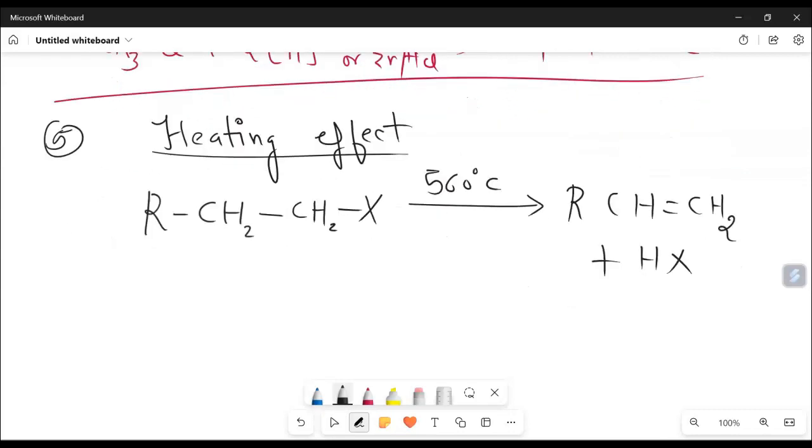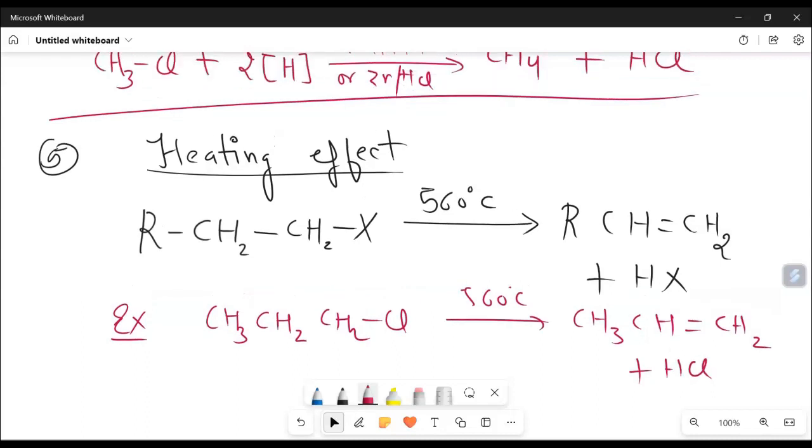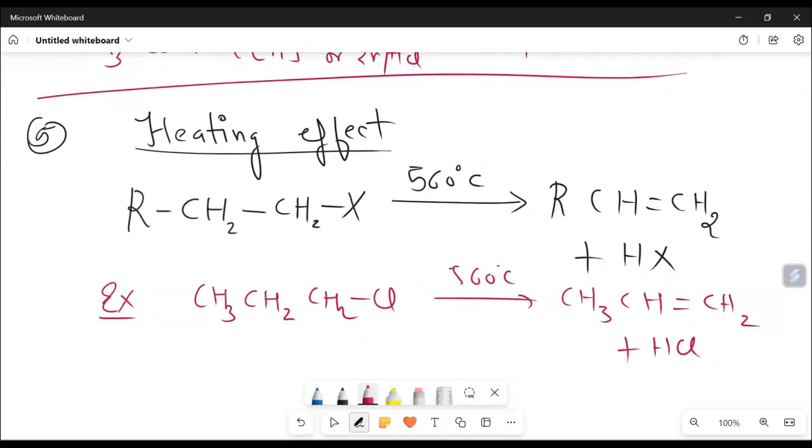Let's do examples. The example will be CH3CH2CH2Cl at 560 degrees Celsius gives CH3CH=CH2 plus HCl. So these are the main reactions, the heating effect.